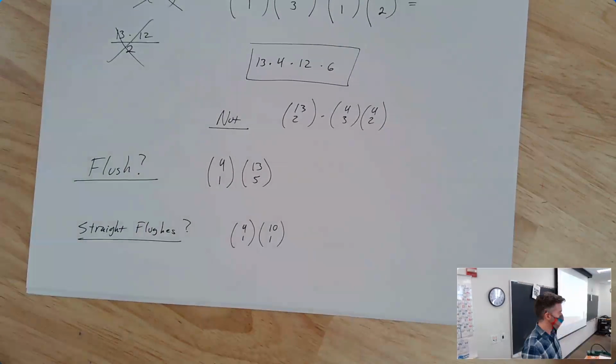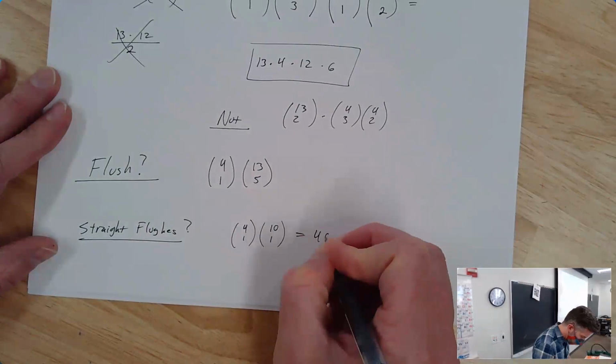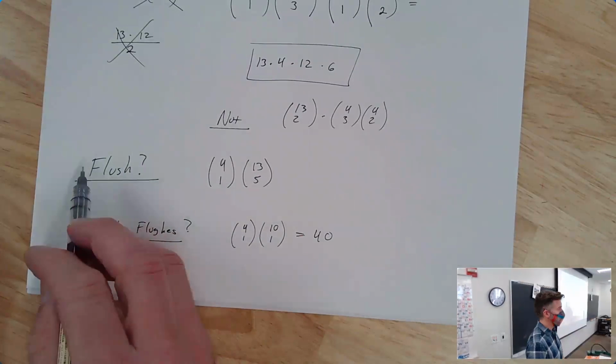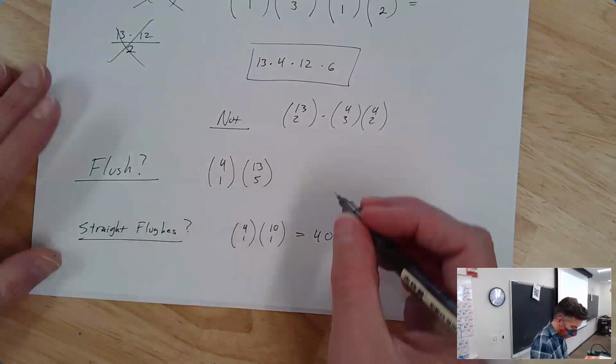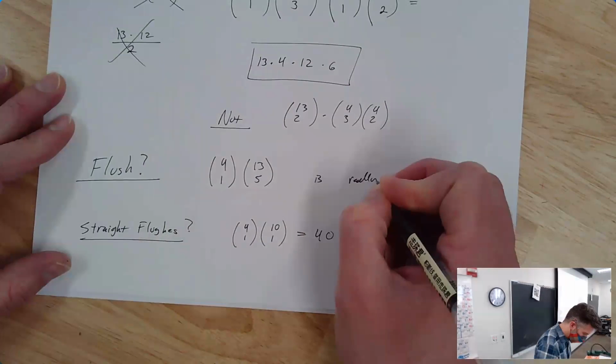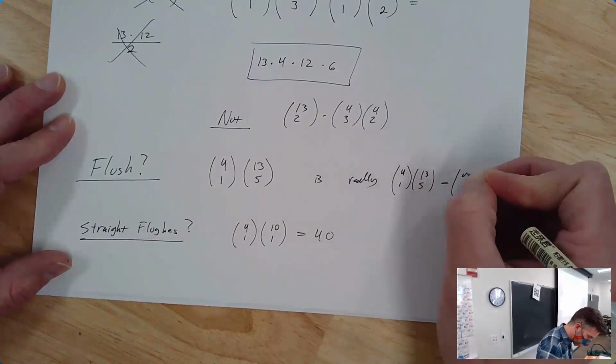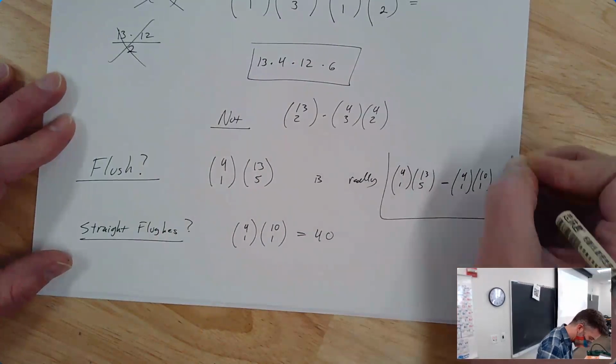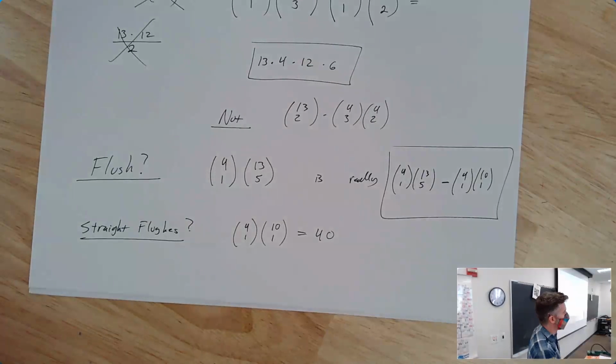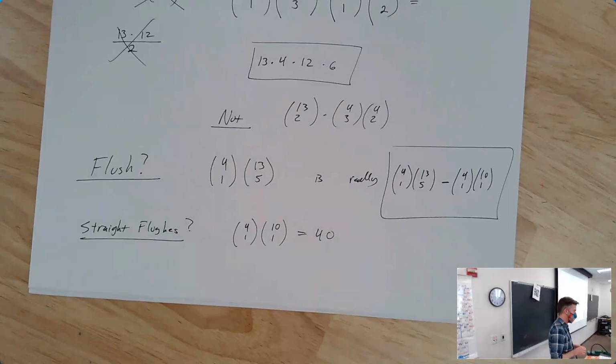So there are 10 choose 1 starting places. So there are 40 straight flushes, which means that the number of actual flushes that are not straight flushes is really that number, 4 choose 1 times 13 choose 5 minus 4 choose 1 times 10 choose 1. That would be the number of true flushes that are not also straight flushes. Again, probably not a super important detail, but it's important when you're playing poker. So yeah, that's all I got to say about that.